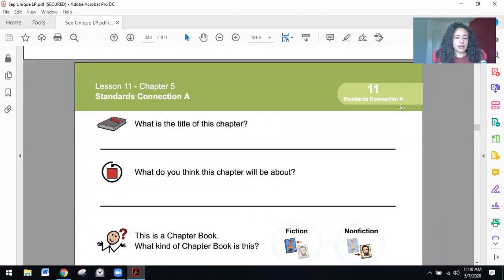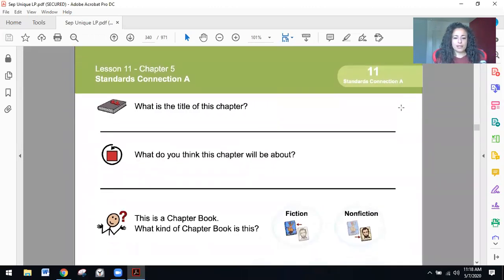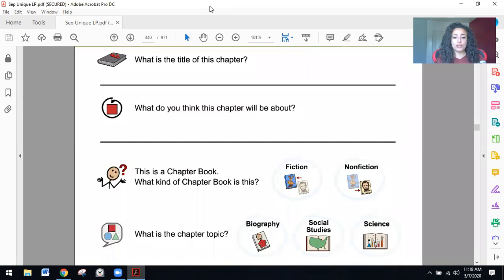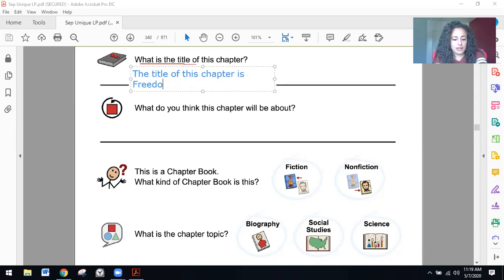So we're going to answer this one. We'll go in order this time. What is the title of this chapter? What is the title, guys? We all know that the title is Freedom from Slavery, right? So we're going to write: the title of this chapter is Freedom from Slavery. We're going to put it in little quotes, put a period, and because it's the title of a story, you can put it in quotes.